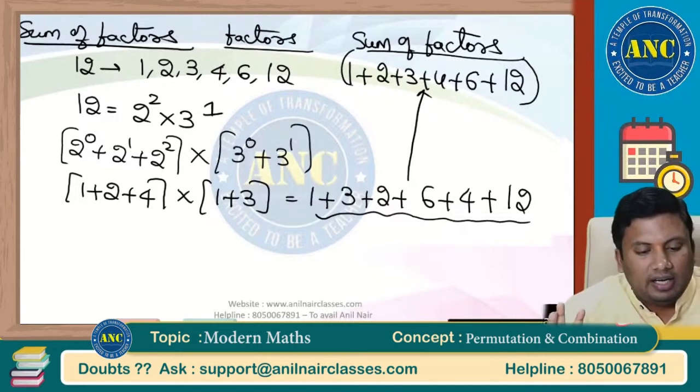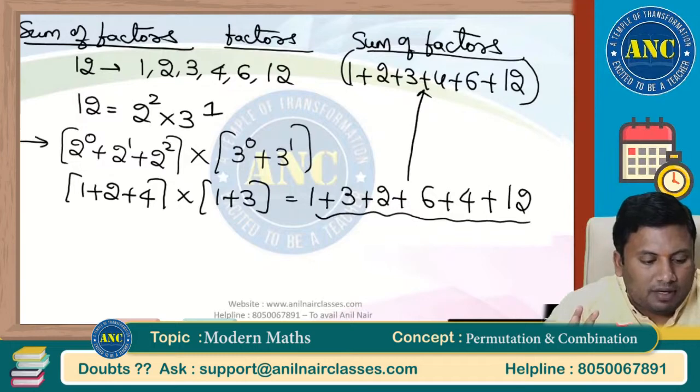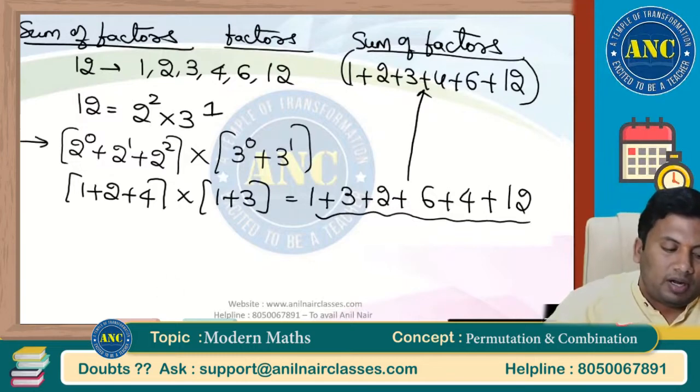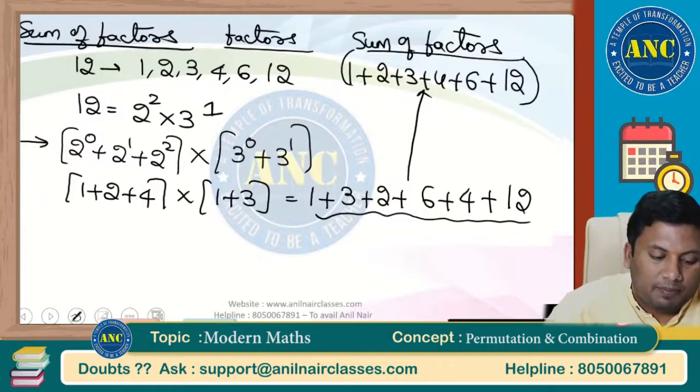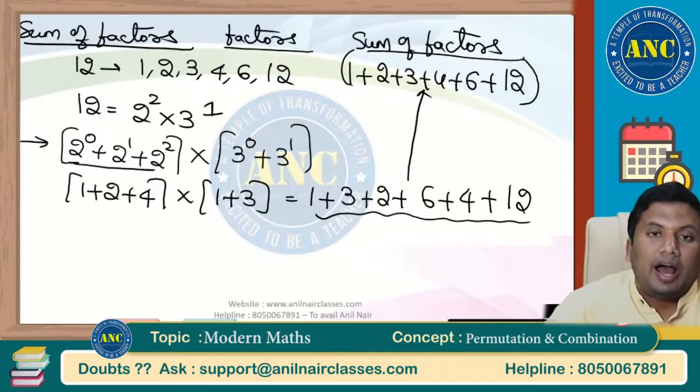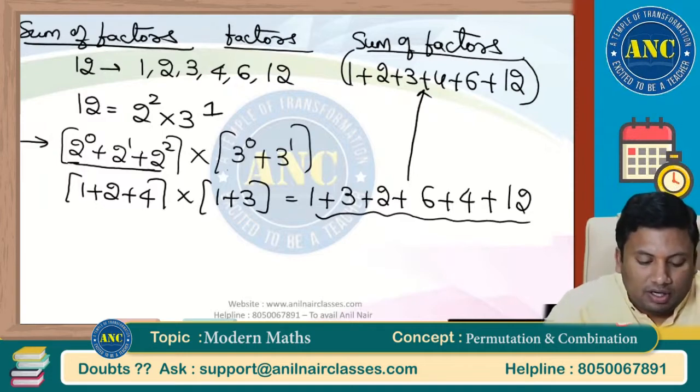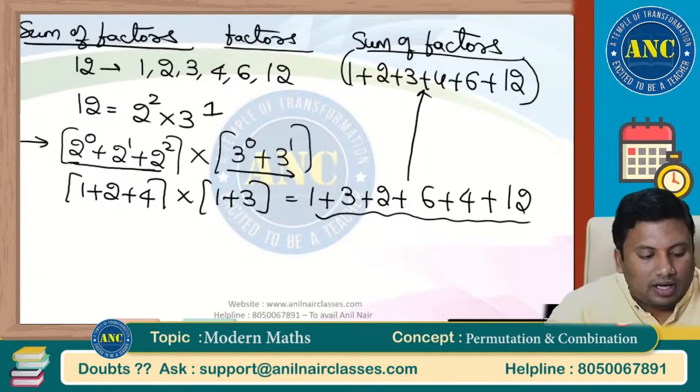The idea is clear. So how to find the sum of the factors? Step number 1: write the number as a power of prime bases. Start from the lowest power and add till the power that is given in the question. Do it from one base to another base.